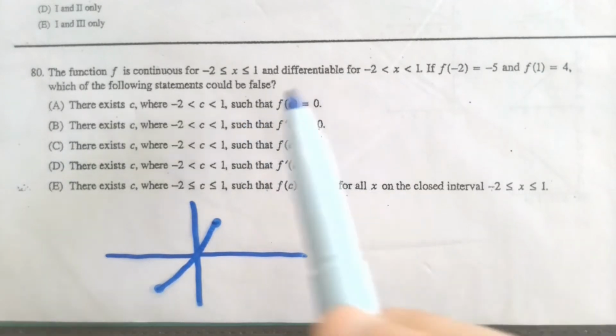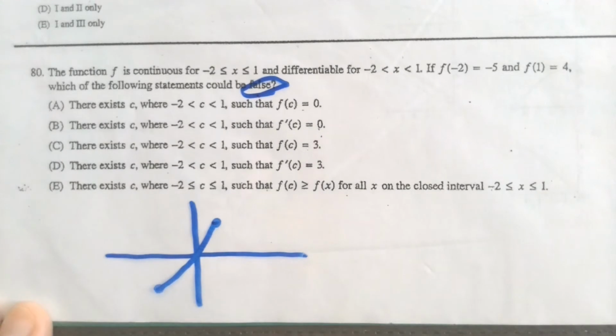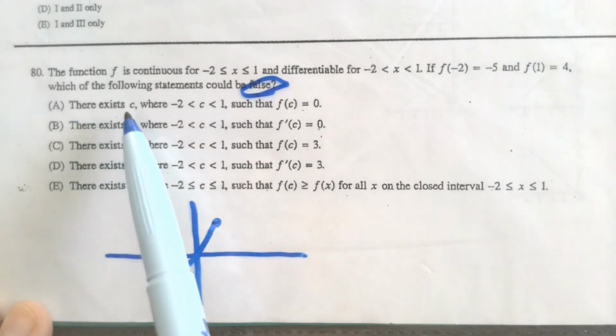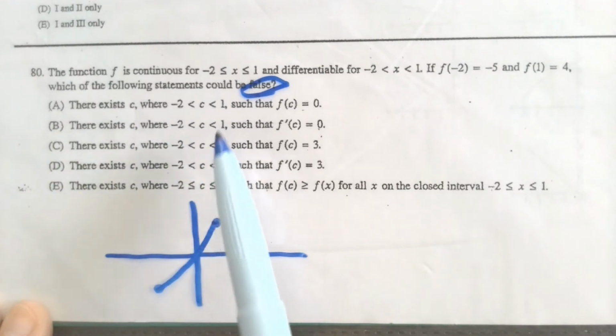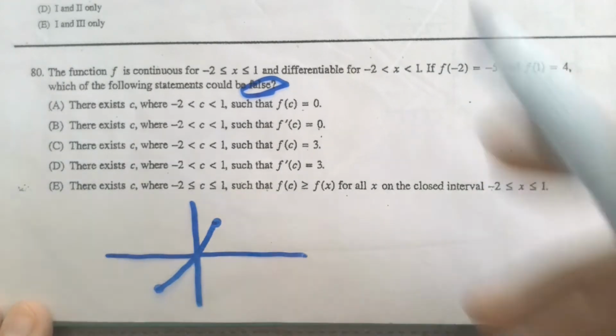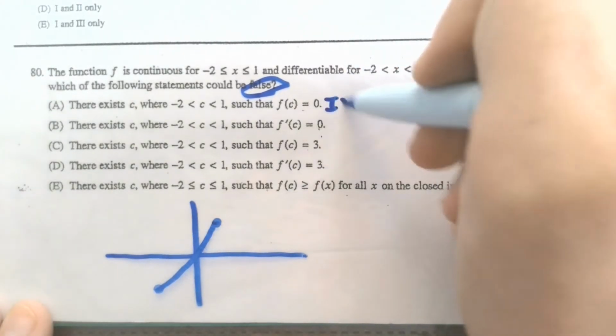We're looking for what is false. So hopefully we end up with a lot of true statements here. So A asks, there exists a c in between our -2 and 1 such that f of c equals 0. So are we guaranteed a y value of 0? Definitely by the intermediate value theorem.